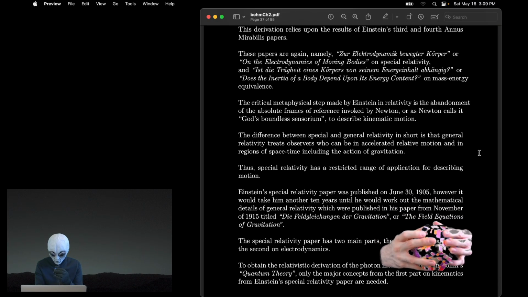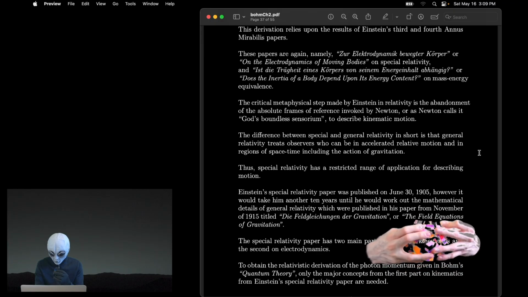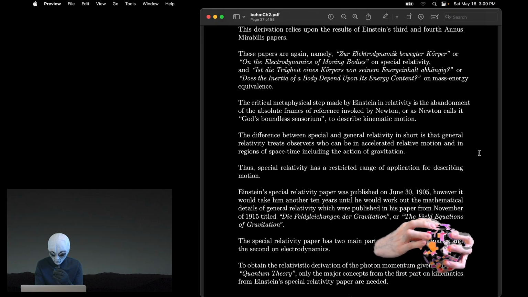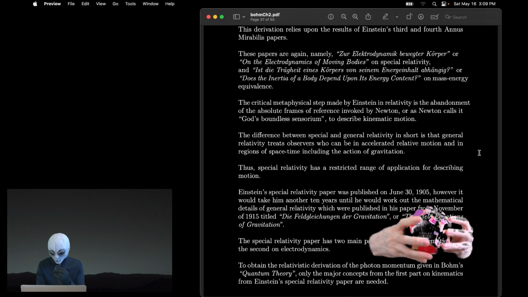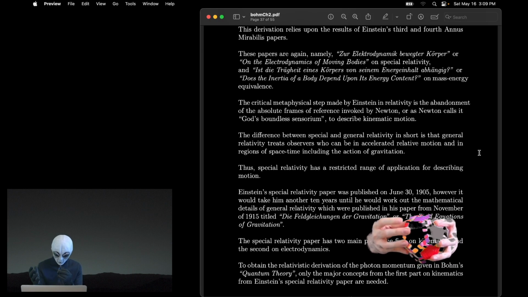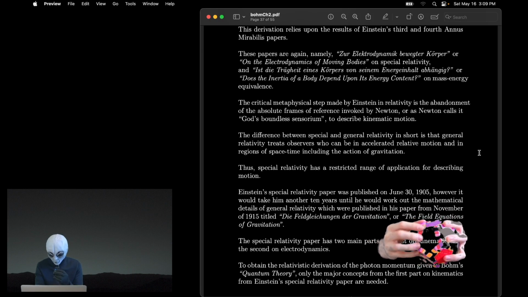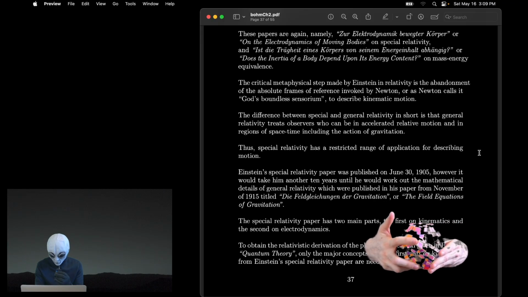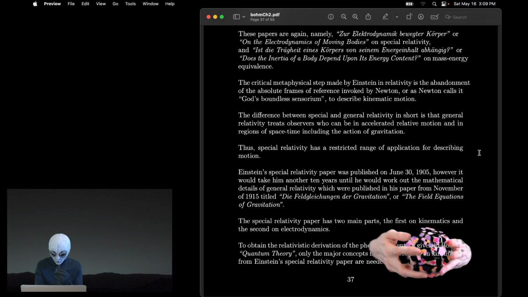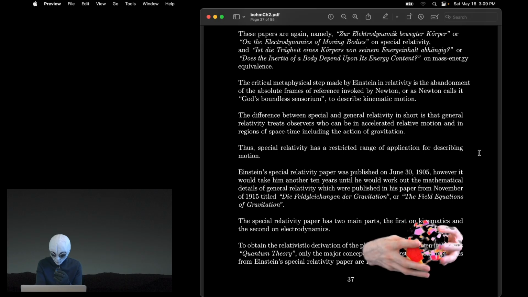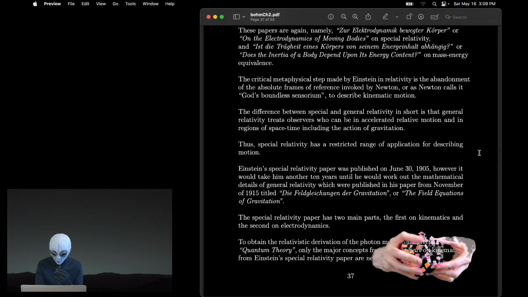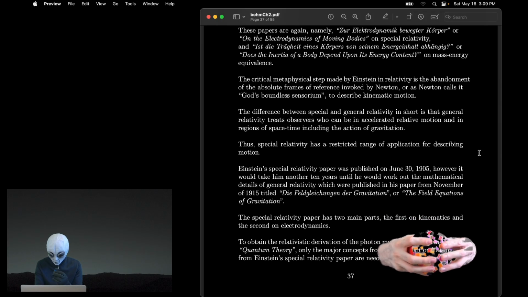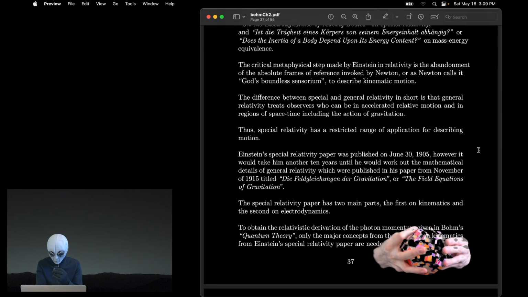The critical metaphysical step made by Einstein in relativity is the abandonment of the absolute frames of reference invoked by Newton, or, as Newton calls it, God's boundless sensorium, to describe kinematic motion. The difference between special and general relativity, in short, is that general relativity treats observers who can be in accelerated relative motion and in regions of space-time, including the action of gravitation. Thus, special relativity has a restricted range of application for describing motion.